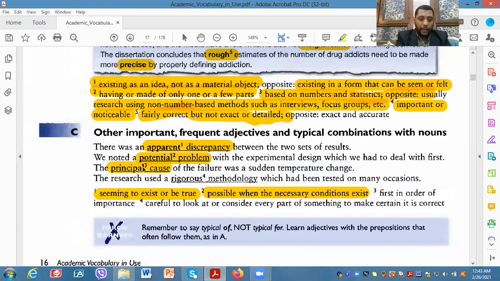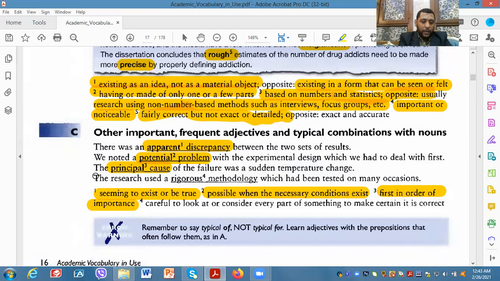And where is the noun? The noun is cause. Cause is a noun, okay? Principal is an adjective. So it's a typical combination between an adjective and a noun. So the principal cause of the failure was a sudden temperature change. And number 2 can be tracked to find out the definition of principal: first in order of importance. So principal is first when it comes to the order of importance.